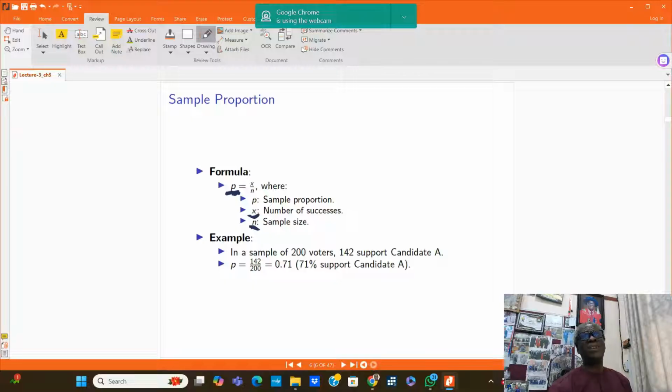So how reliable is this estimate? That is the big question, because that is why the sampling distribution comes in. The sampling distribution helps us to make sense of that estimate.